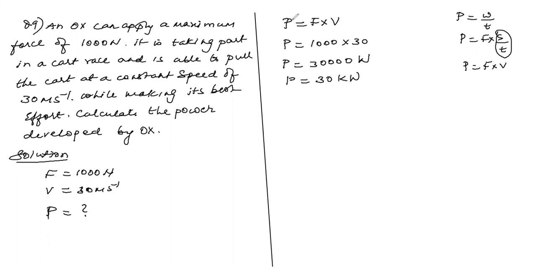I told you power is also equal to force into velocity, one formula, okay? Power is force into velocity. That is 1,000 Newton into 30 meters per second. And you get the answer 30,000 watt. 30,000 watt is nothing but 30 kilowatt, okay?